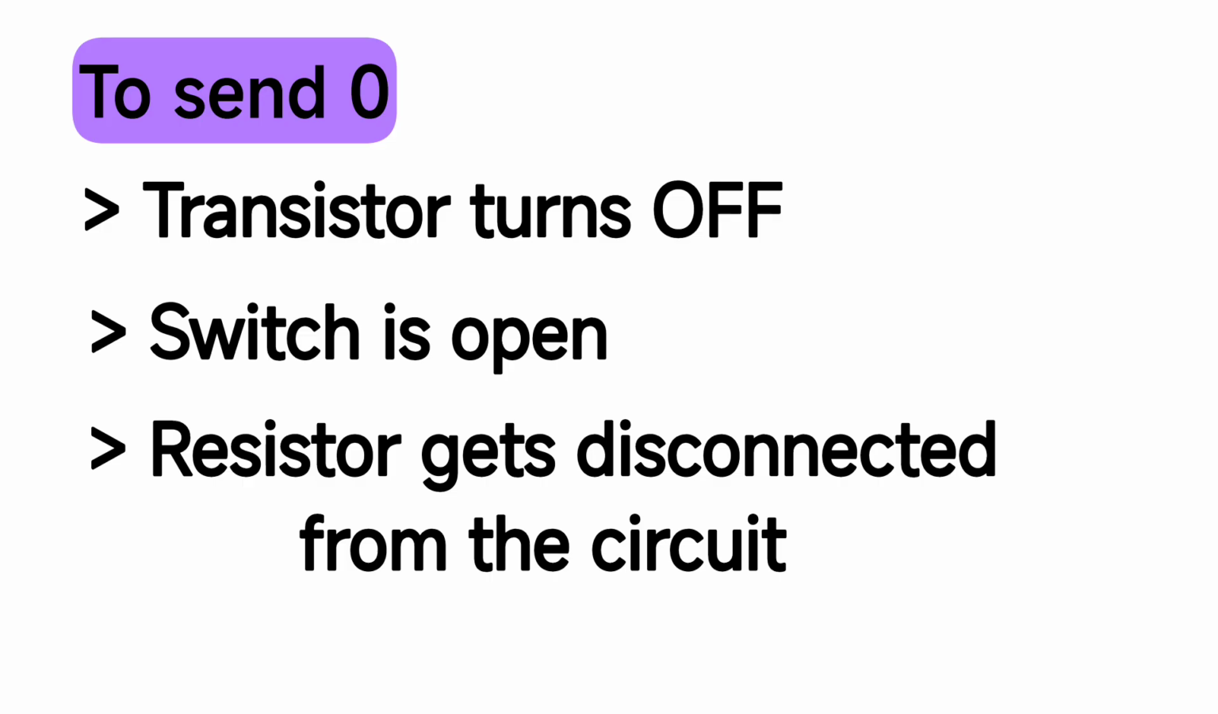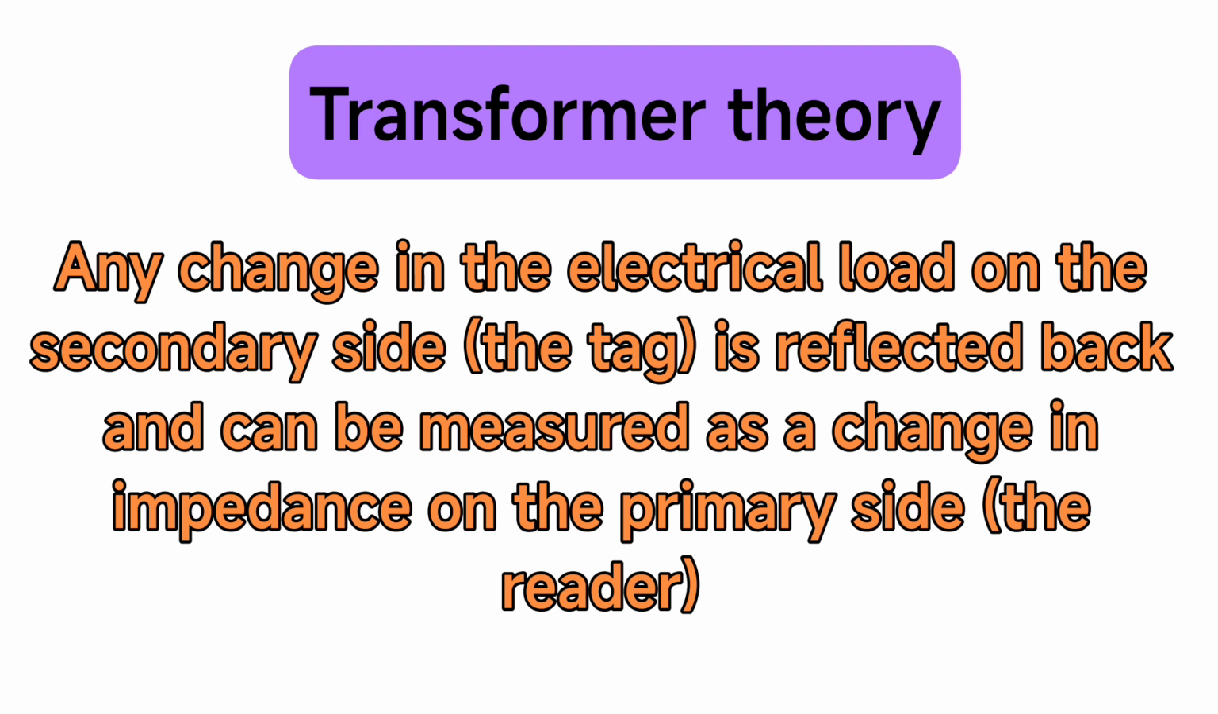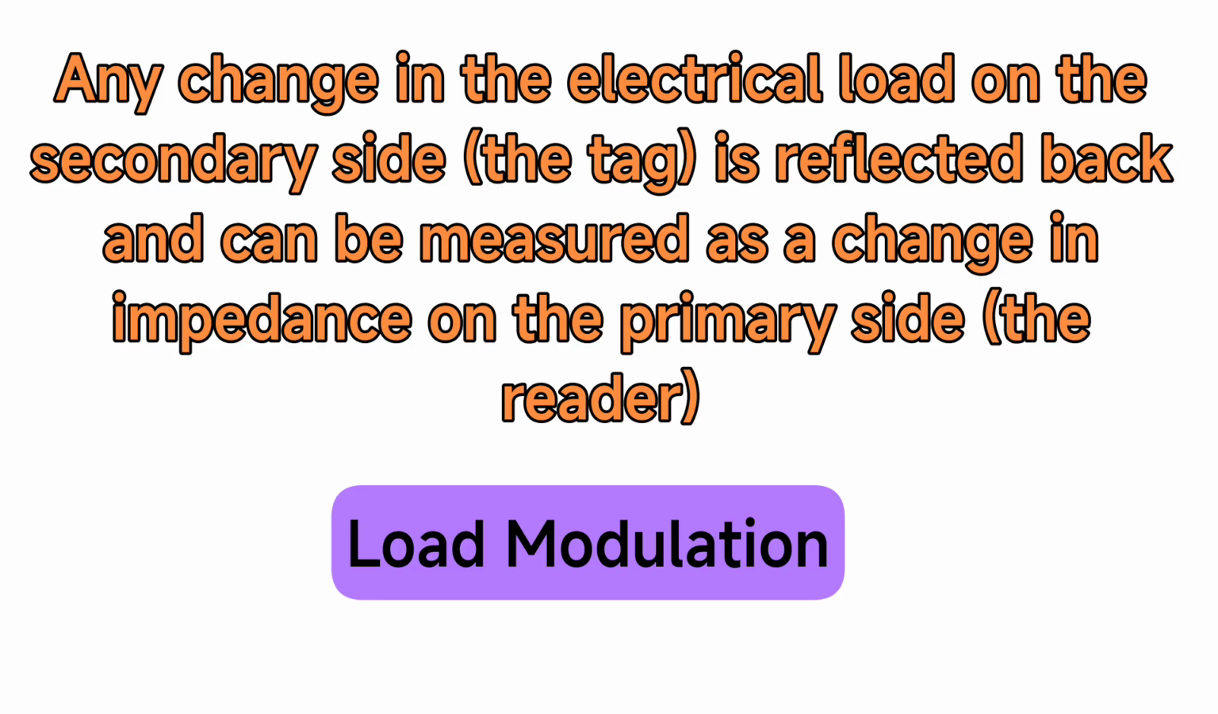So these rapid changes in the tag's power consumption cause tiny measurable voltage drops in the reader's own antenna coil. So according to the transformer theory, any changes in the electrical load in the coil of the tag, which is on the secondary side, is reflected back, and we can measure it as a change in impedance in the coil of the reader, which is on the primary side. And this is what we call load modulation.